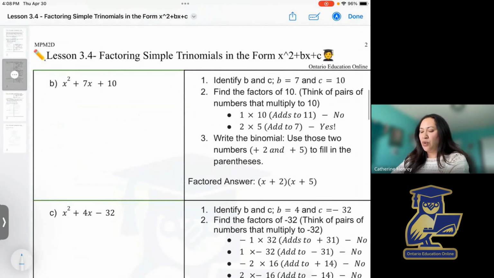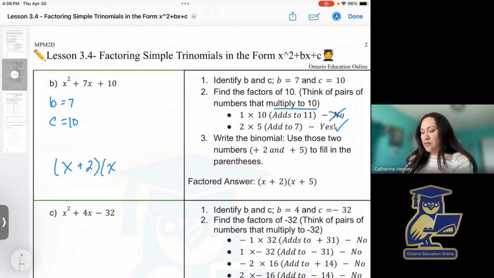In the next example, again, a is 1. In this case, b is 7, and c is 10. So we need to start thinking of the pairs of numbers that multiply to 10, the factors of 10. We have 1 and 10, but that adds to 11, so that doesn't work. And then we have 2 times 5, and that does add to 7, so that's what we want to use. Next, we just write our factored form. So that's going to be x plus 2 and x plus 5.